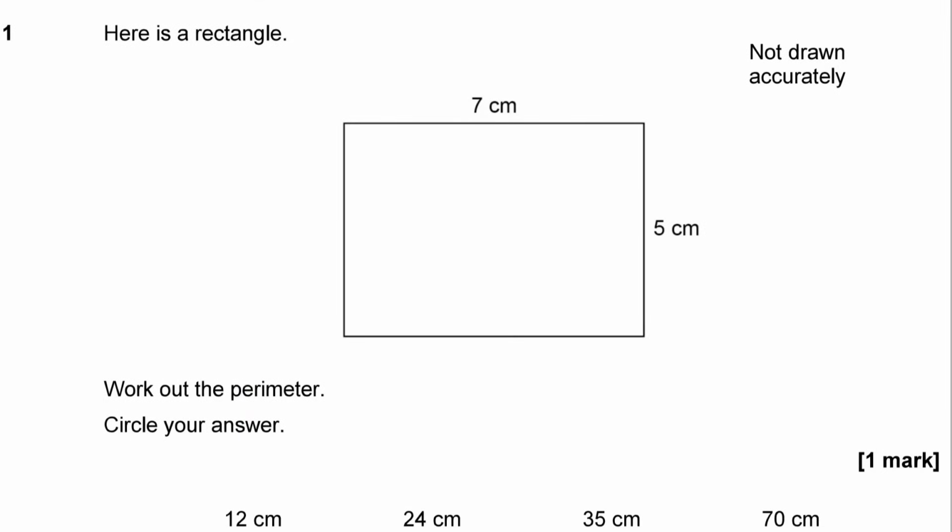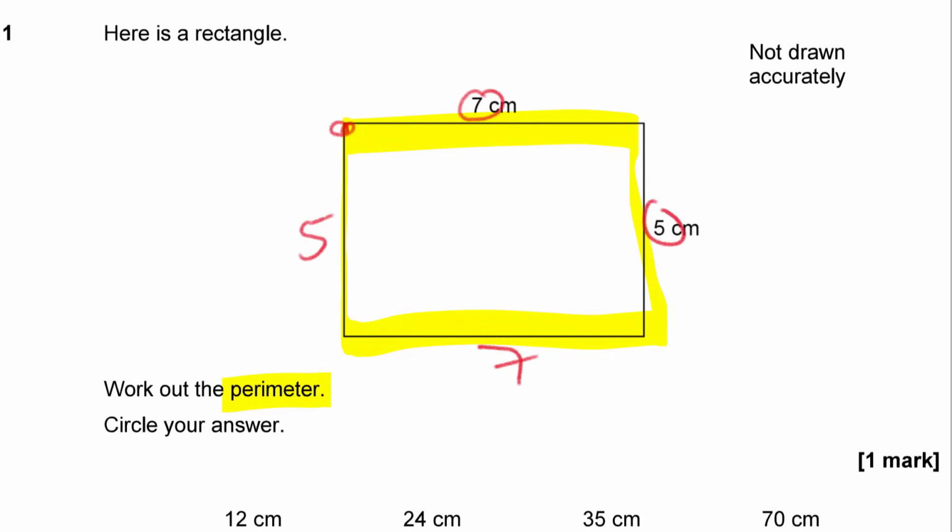Question 1, here is a rectangle. Work out the perimeter. Now, perimeter is if you imagine you're starting in one corner of your shape and then you walk the entire distance around the edge, that is going to be your perimeter, isn't it? So in this case it's going to be 7 plus 5 plus 7 plus 5. So my perimeter is those all added together. 7 plus 5 plus 7 plus 5 is 24, isn't it? So it's that one there.